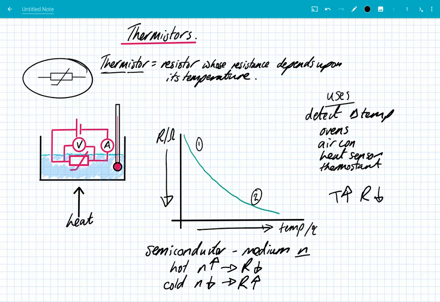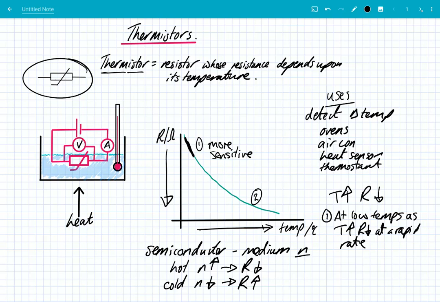But we need to analyze this in a little bit more detail because we're at A level. So let's separate it into 2 points. So number one, at low temps, as T increases, the resistance decreases at a rapid rate. And you can see that because here at number one, the gradient is very steep. So it's decreasing quickly. It's more sensitive to changes in temperature here, because the same change in temperature will lead to a bigger drop in the resistance.